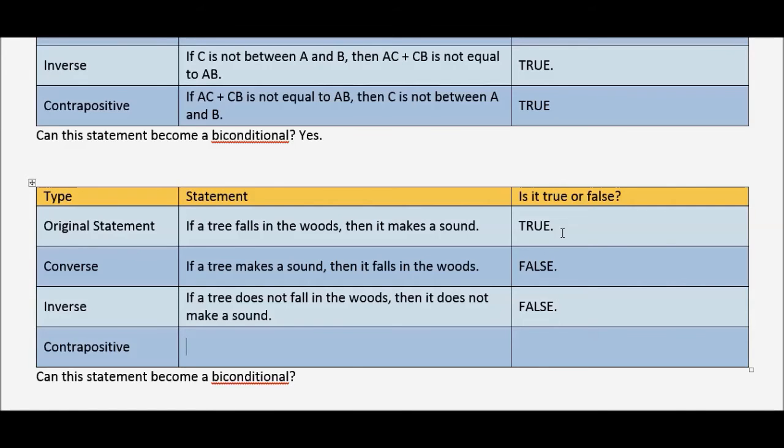And the contrapositive: if a tree does not make a sound, then it does not fall in the woods. Okay, so if a tree is making no sound at all, is it falling down? The answer is no. The tree is not falling down. So this is true. No sound, no falling tree. But can this be a biconditional? No.